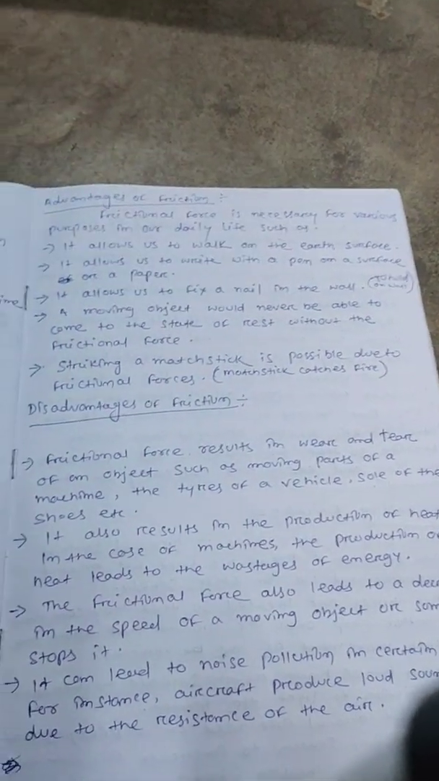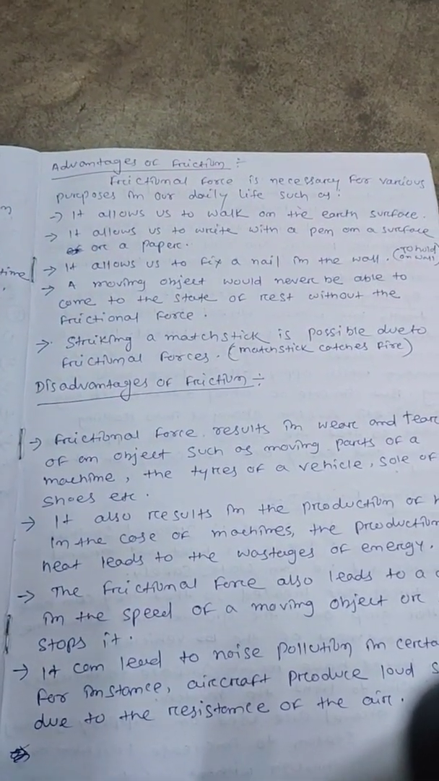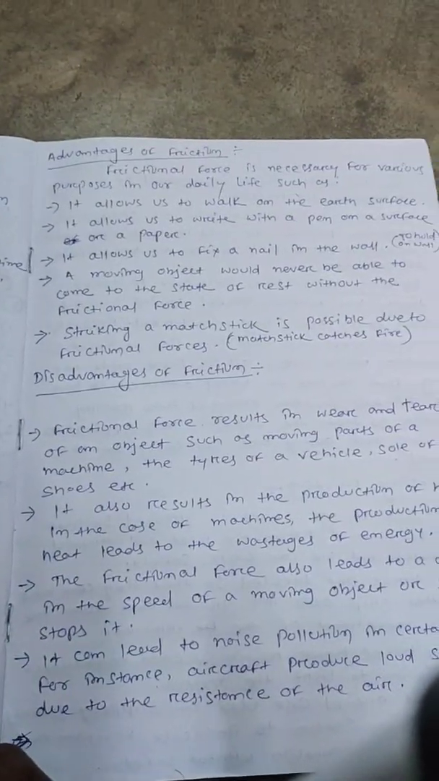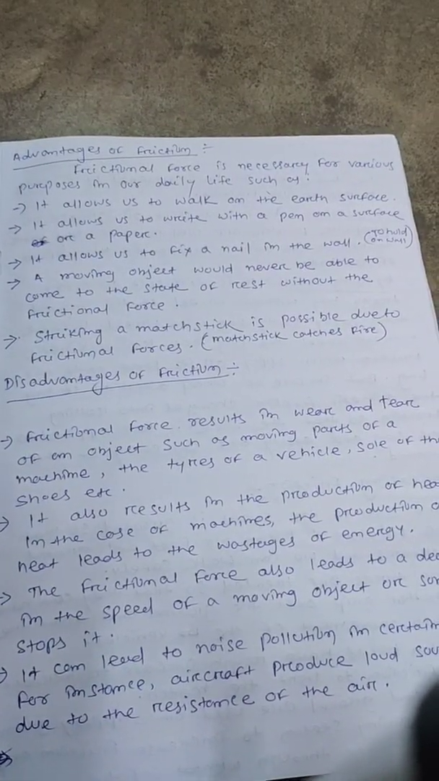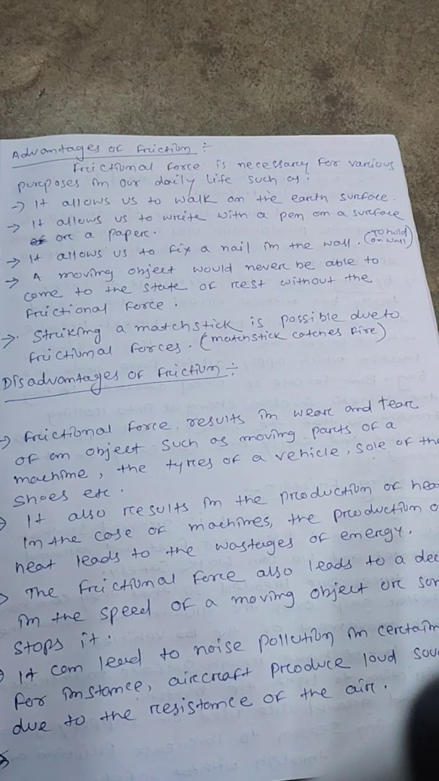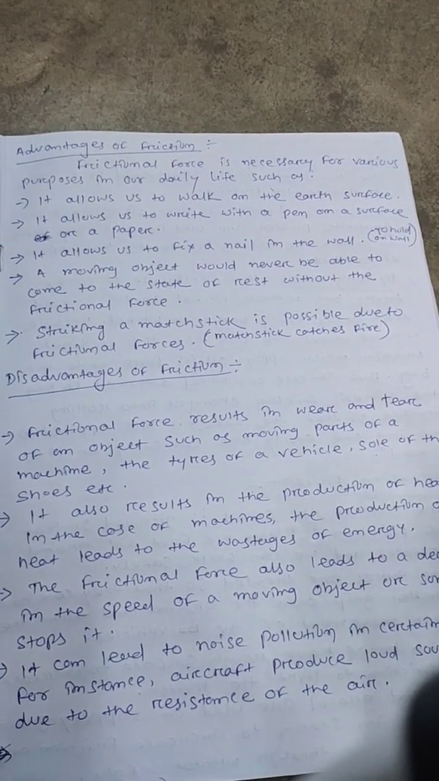or sometimes it can stop it. Friction on a regular basis can decrease the speed of a moving object, and finally it can stop it.